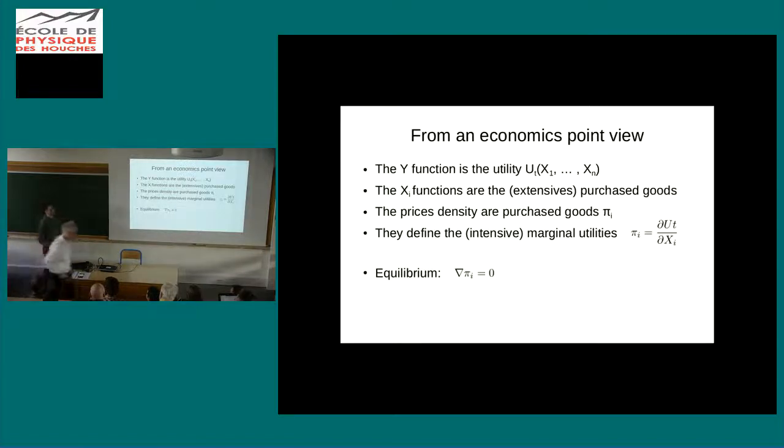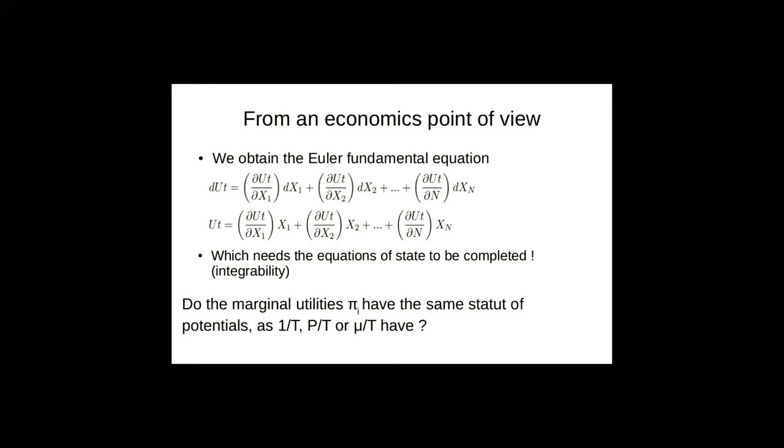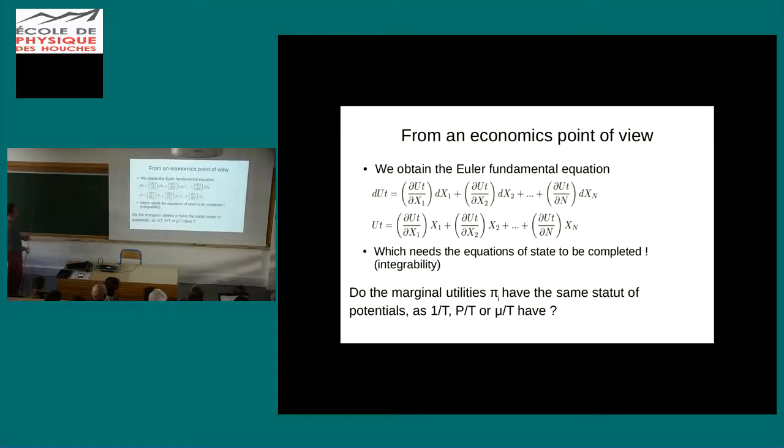If we want to describe it from an economics point of view, we have to replace the entropy function, which is extensive, by another function, which we want to be optimized. Here, it will be the utility. X_i, which also is extensive, is the purchased good, and the price densities here are the roles of marginal utilities. And what we are looking for, finally, is equilibrium. And the equilibrium is obtained also when the gradient of P is zero. So of course, once we have written this, we can derive the Euler fundamental equation using exactly the same formulation as before. Thank you.